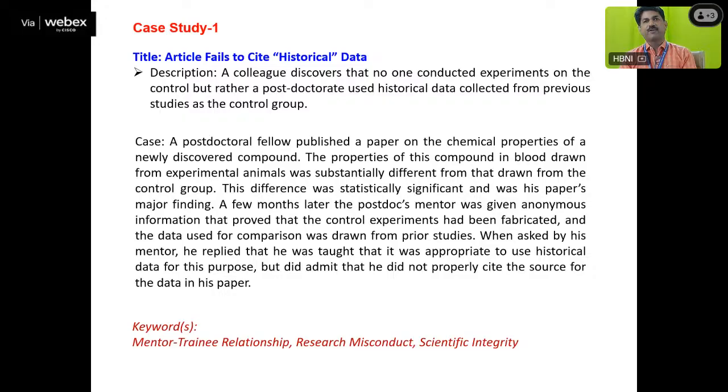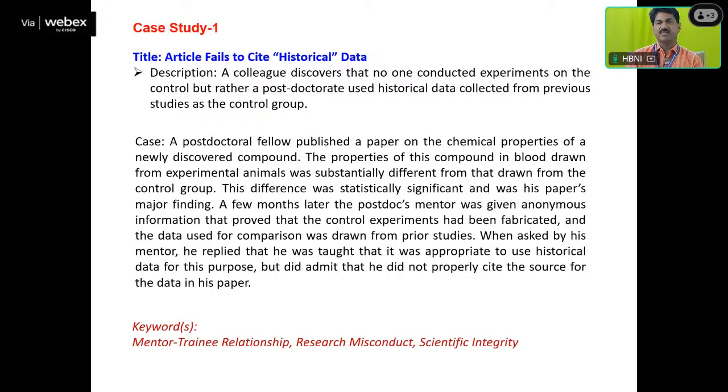Okay, so the first case study is: article fails to cite historical data. I told in the previous class, during the research publication ethics part, that whenever we take some reference from someone else's work, we have to give the reference. That is the ethical standard we have to maintain. And here we'll see what has happened. A colleague discovers that no one conducted experiments on a control, but rather a postdoctorate used historical data collected from previous studies as a control group.